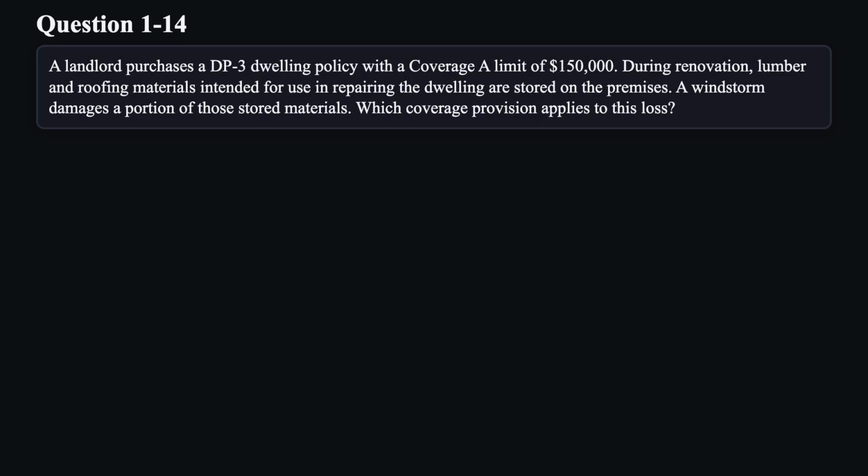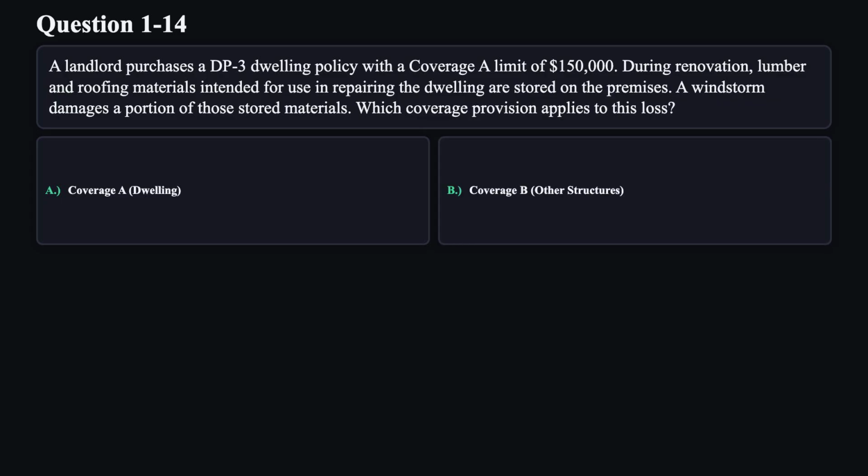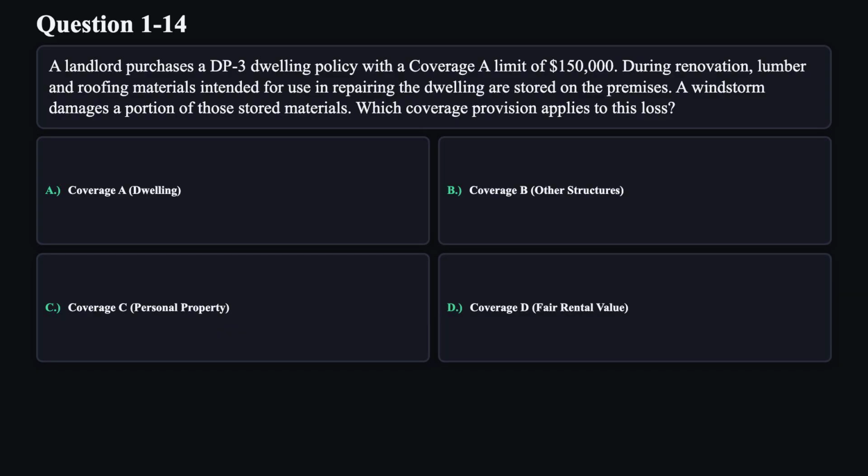Question 14. A landlord purchases a DP3 dwelling policy with a coverage limit of $150,000. During renovation, lumber and roofing materials intended for use in repairing the dwelling are stored on the premises. A windstorm damages a portion of those stored materials. Which coverage provision applies to this loss? A. Coverage A, dwelling. B. Coverage B, other structures. C. Coverage C, personal property. D. Coverage D, fair rental value.